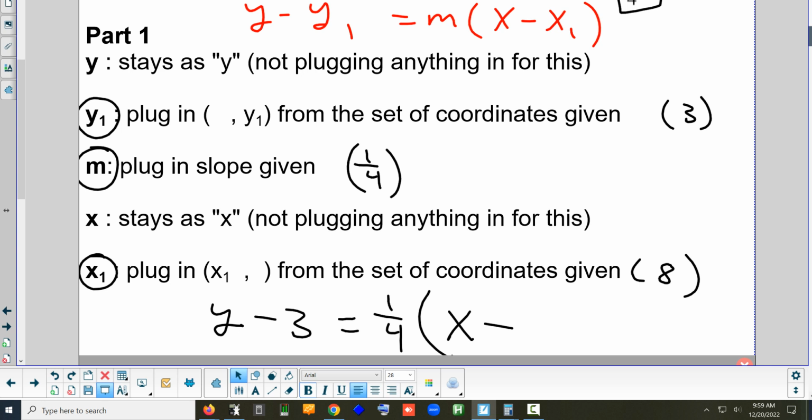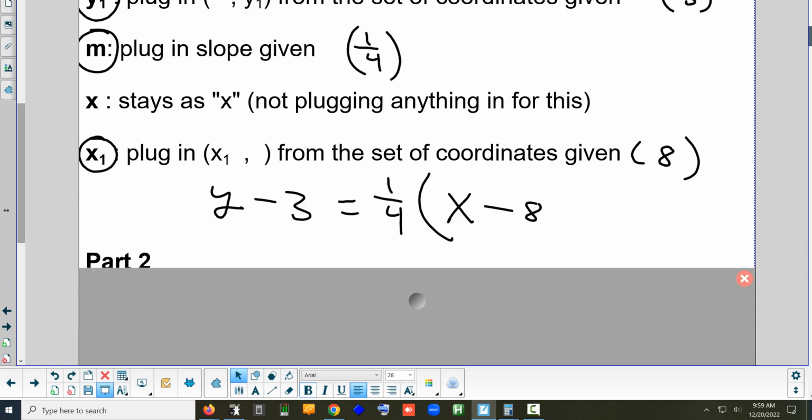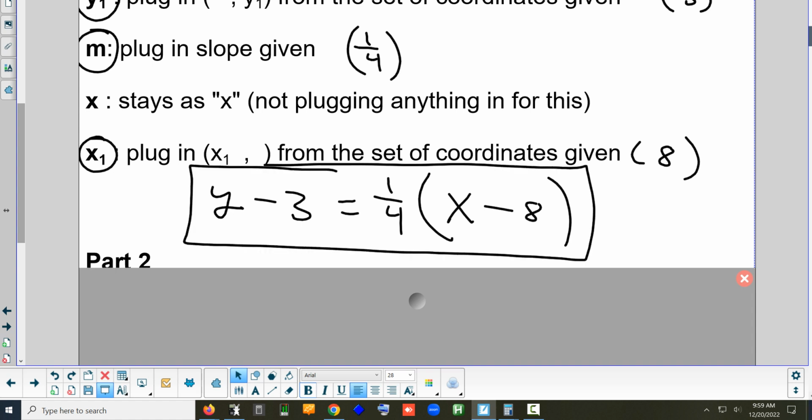And Anaya, after the minus is x1. But it says we need to fill in something for x1. What are we going to fill in? It's an 8. Yep, fill in an 8. And there's one more thing I need to finish off that answer. Yep, I need another parenthesis. And there you go. That is how you write the equation of a line in what's called point slope form. Okay, we'll practice. We'll try another one of those. But any questions on this?